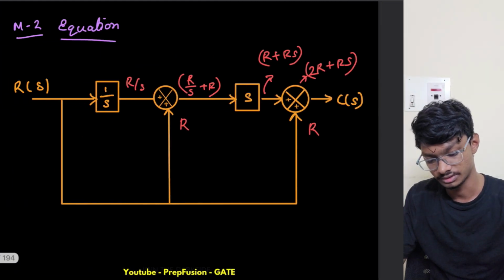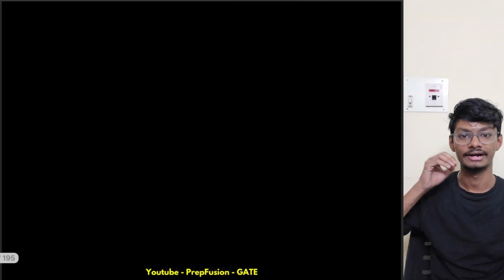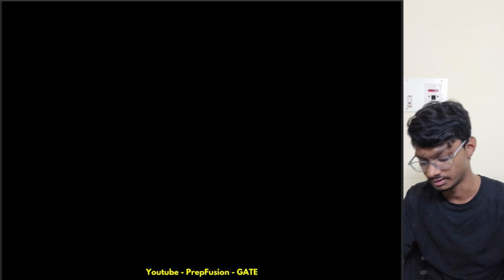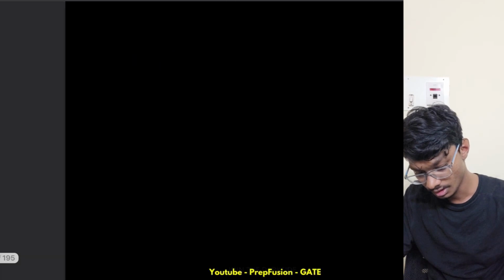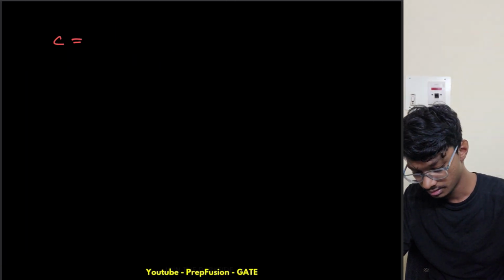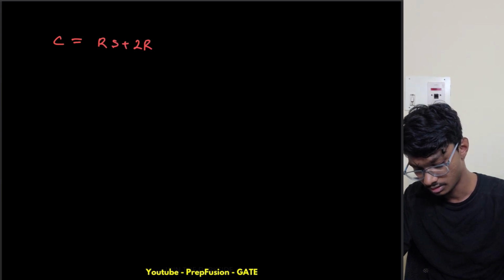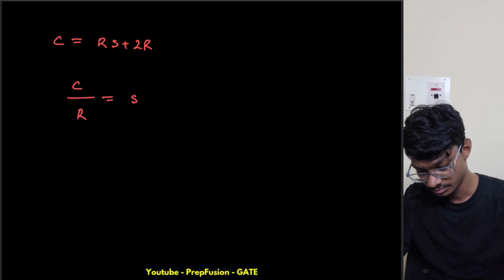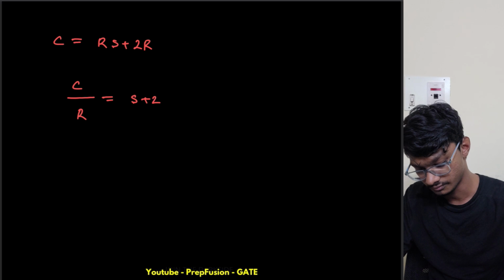As you can see, I didn't need to draw it over again. I just write it over the diagram and simply solve it. So our C will be RS plus 2R. So C by R will be S plus 2. Let me use a different color.